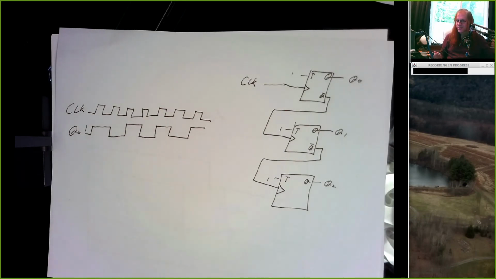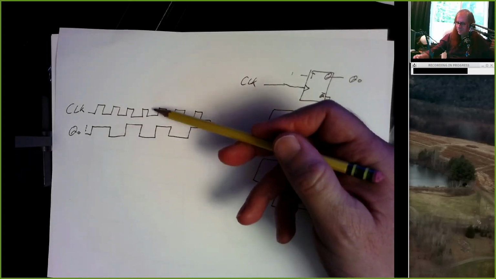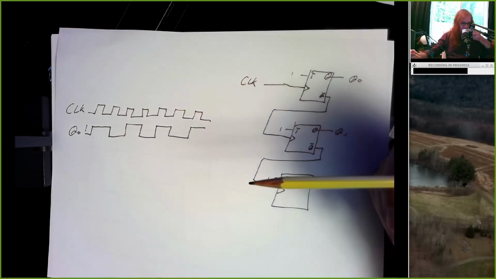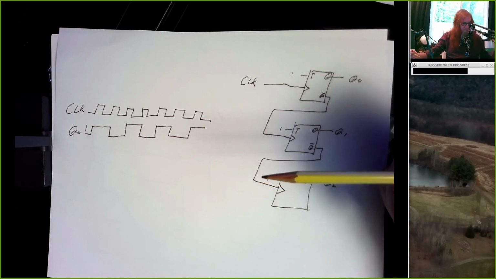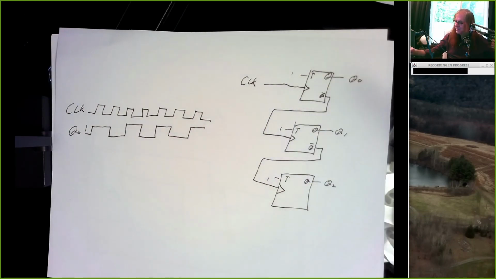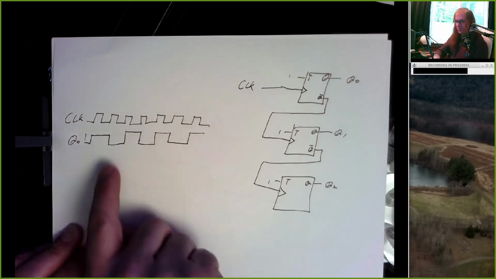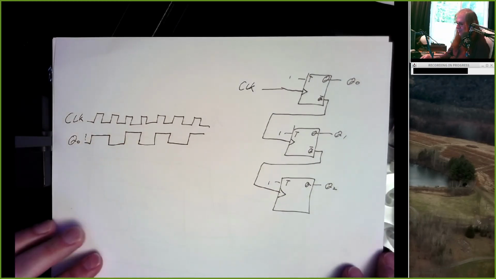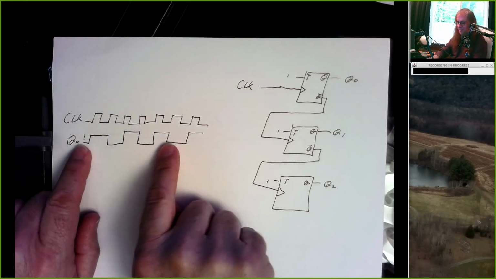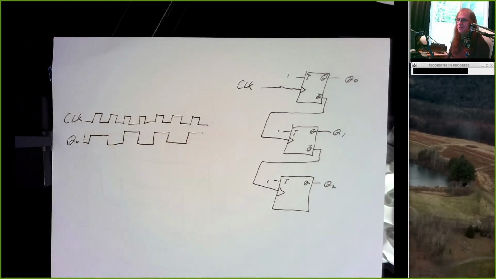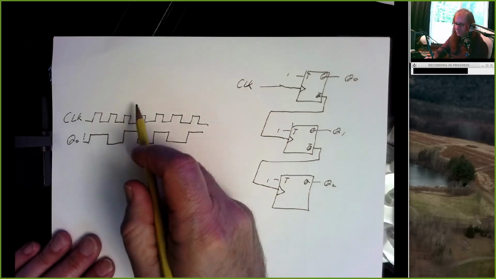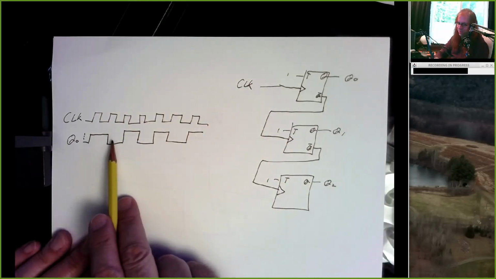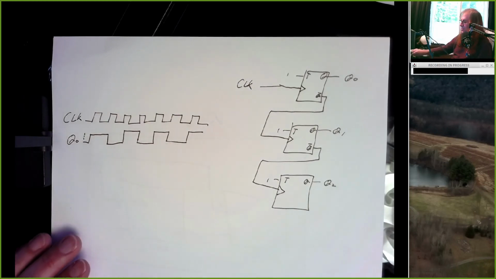And do you notice anything potentially interesting about this signal compared to that signal? It's double the length. Yeah, it's double the length. So the period of this signal is twice the period of that. Equivalently, the frequency of this signal is half the frequency of our clock. So this is going up, down, up, down, up, down, up, down. This is going up, up, down, down, up, up, down, down. It's going at half the frequency.